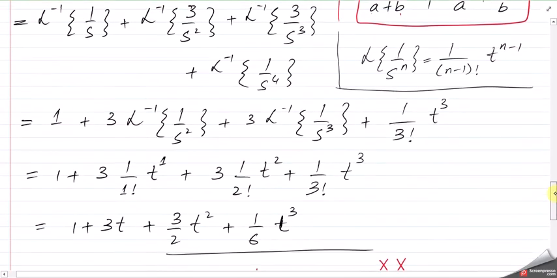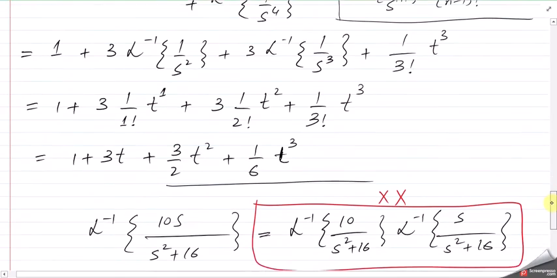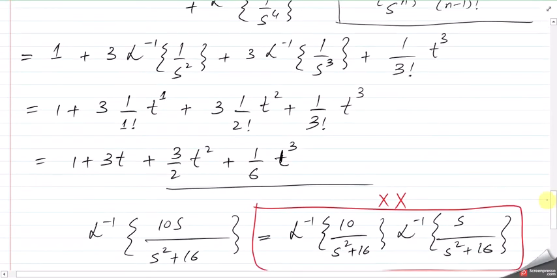Right, let's try one more example. Laplace inverse of 10s over s square plus 16. Question is, can I write Laplace inverse of 10 over s square plus 16 and s over s square plus 16 separately? What do you say? Pause the video, think about it. What is your vote?